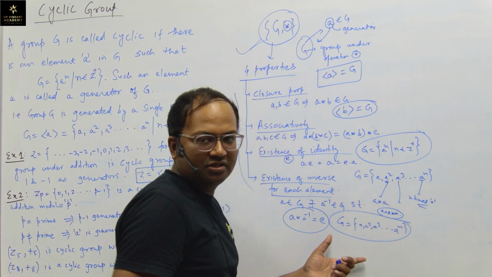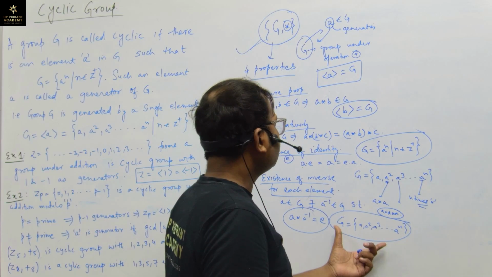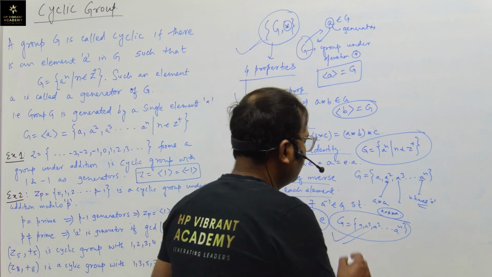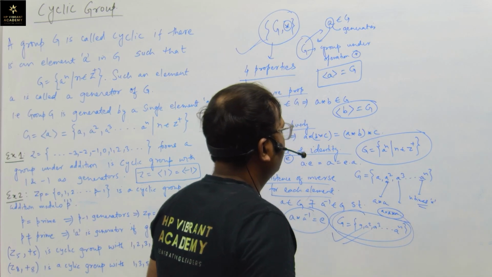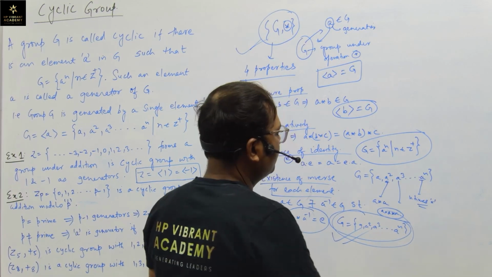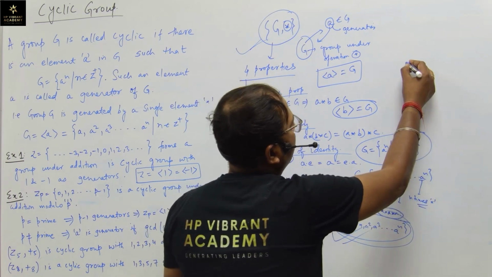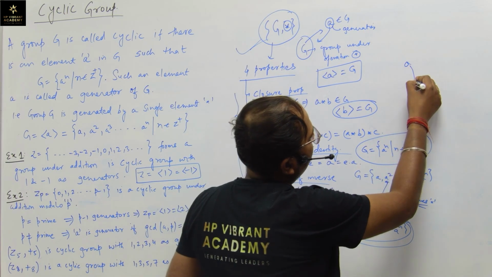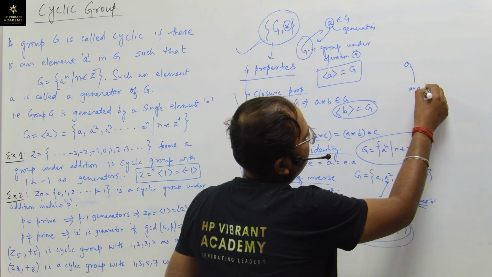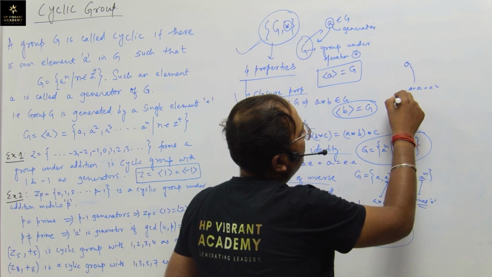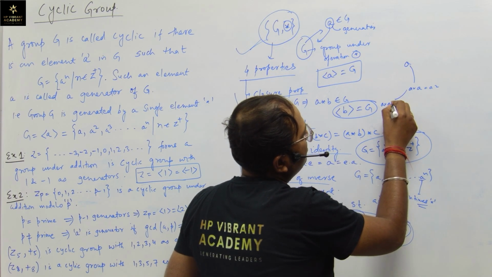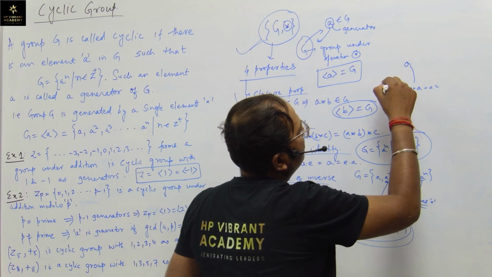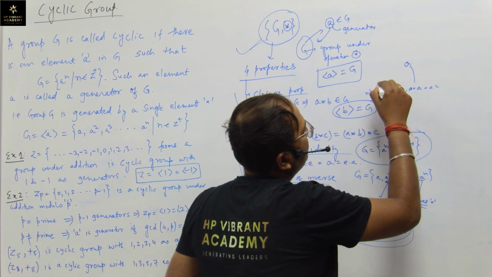This is a cyclic group, and this A generates the whole group. By cyclic we mean that suppose the first element is A. Now let us operate once: A star A is A square. Similarly, A star A star A is A cube. Similarly, n times operation gives a to the power n.